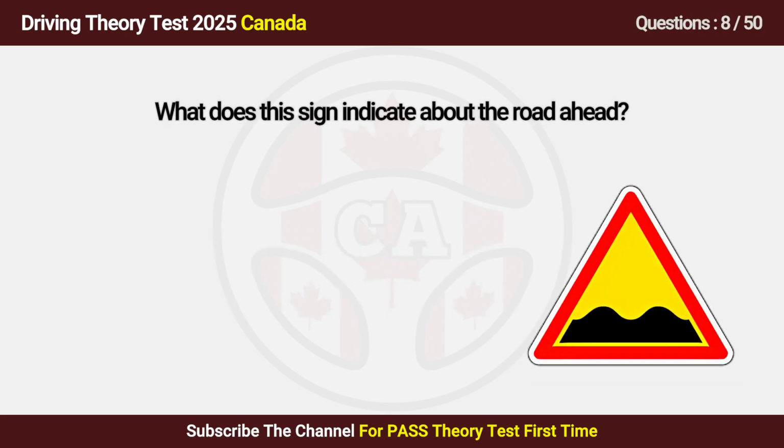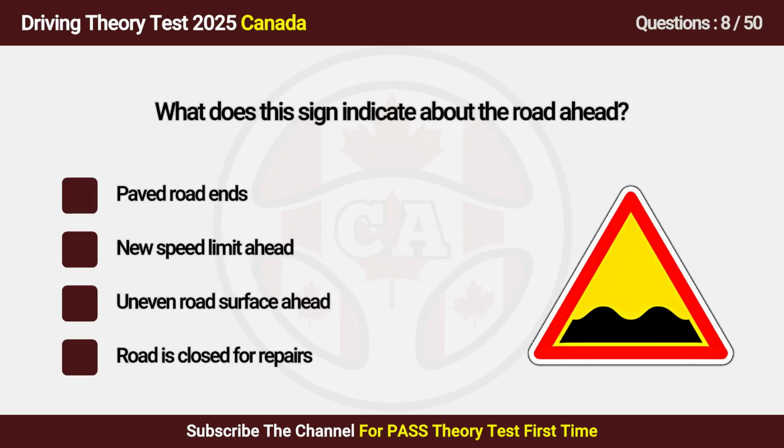Question 8. What does this sign indicate about the road ahead? A. Paved road ends. B. New speed limit ahead. C. Uneven road surface ahead. D. Road is closed for repairs.